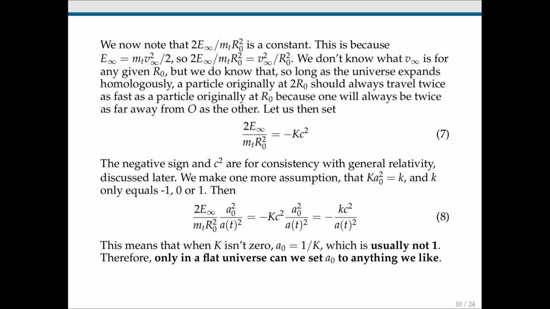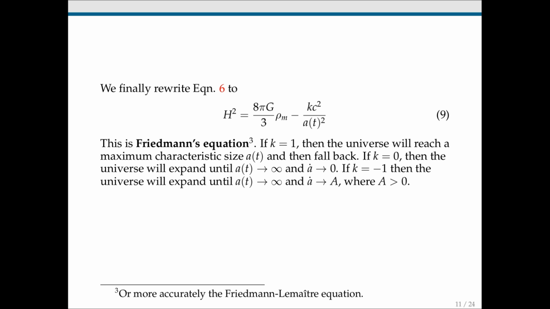If we wanted to make it so that a0 was always 1, we could keep big K in our equation. Note that what we just did is implicit in question 4 of assignment 7. We finally write equation 6 as H squared is equal to 8 pi G over 3 rho m minus kc squared over a squared. This is known as Friedmann's equation.